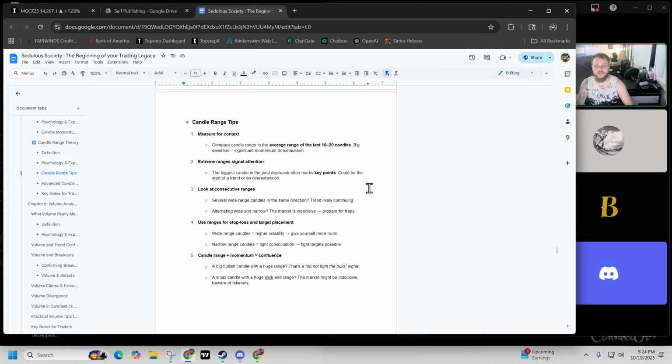Candle range tips, right? Measure for context. Compare candle range to the average range of the last 10 to 20 candles. That is big deviation. It equals a significant moment or exhaustion, right? So look at the other candles. Are the candles around it being big? And if you have a bunch of big candles and all of a sudden there's a bunch of small candles, well, that's probably telling us something, right?